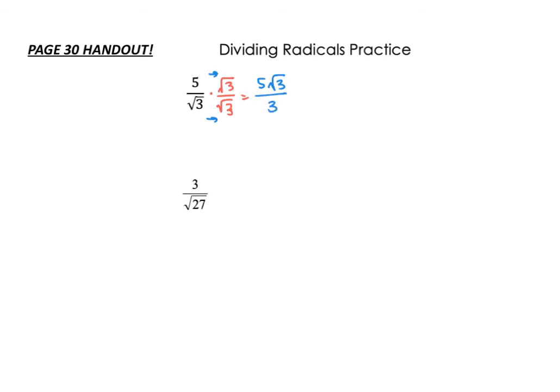And then we check our radical. We can't simplify the square root of 3, so we leave it. And then 5 over 3 can't be simplified, so from here we're done.